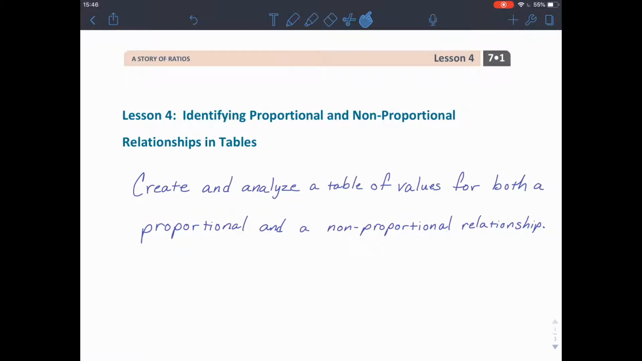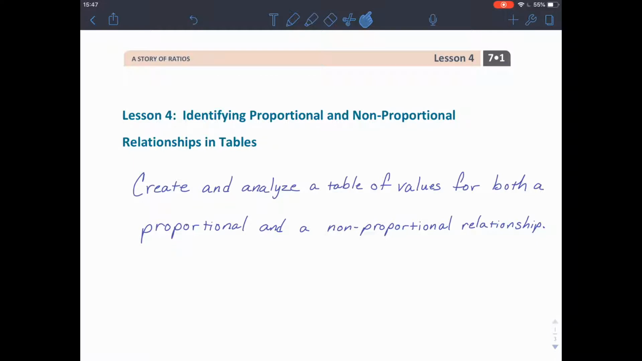In this video, we're looking at Lessons 3 and 4, Identifying Proportional and Non-Proportional Relationships in Tables. Our learning goal is to make sure we can create and analyze a table of values for both a proportional and a non-proportional relationship. This will help us to master Standard 7.RP.2a, which is to decide whether two quantities are in a proportional relationship.